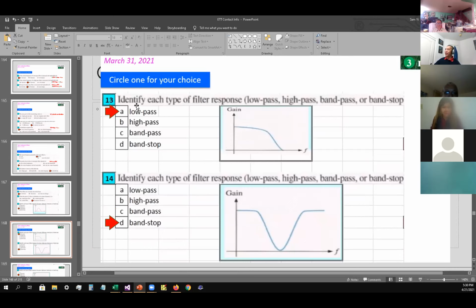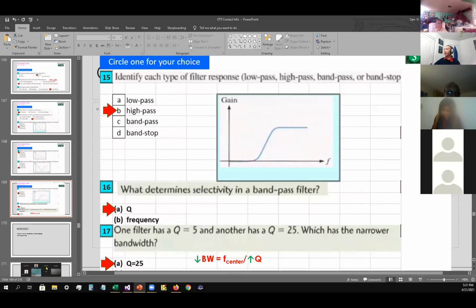Question 13, identify each type of filter. What is this one? Low pass. You got it. Number 14, what is this one? Band stop, because that represents a band stop, or what you call a notch filter. They have two names. Some people prefer using notch filter, some prefer band stop filter. Any questions? Good. Next one.